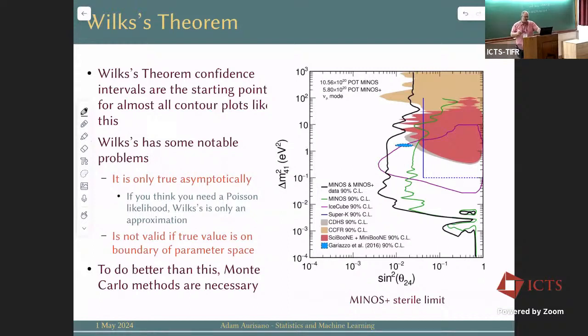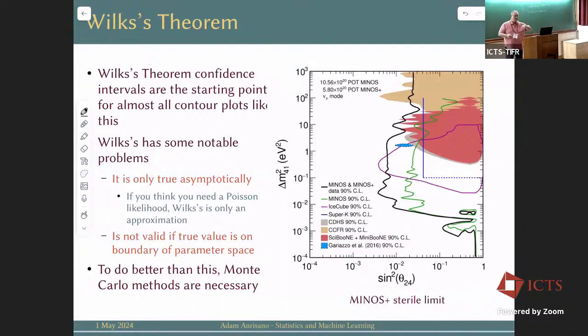Though I will say that Wilks' theorem does have some notable problems. It's only true asymptotically. Like many things in statistics, we have asymptotic guarantees that are very likely not held up at any sort of finite statistics, especially not neutrino experiment types of finite statistics. So if you think you need a Poisson likelihood, then Wilks' theorem is probably going to be at best an approximation.